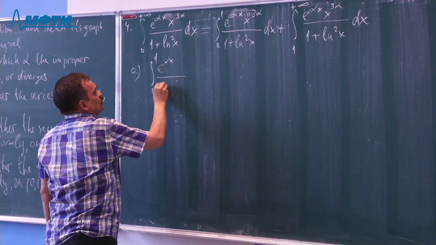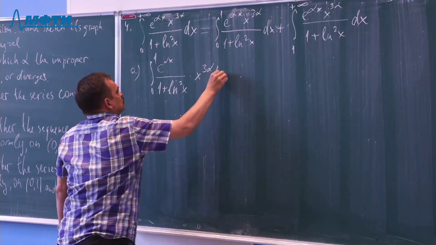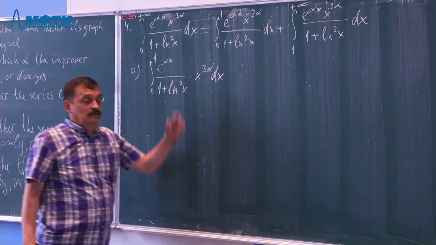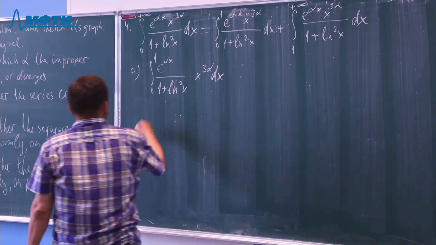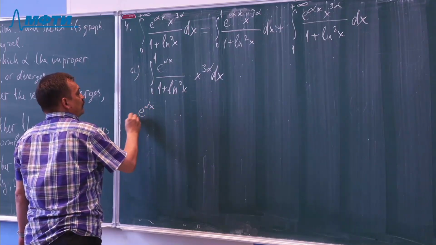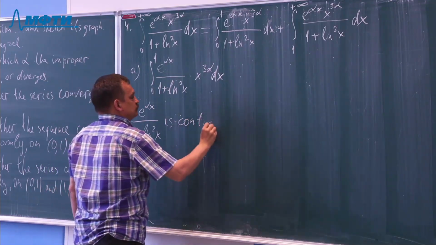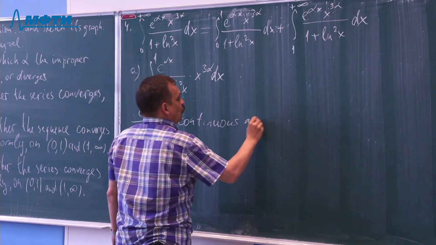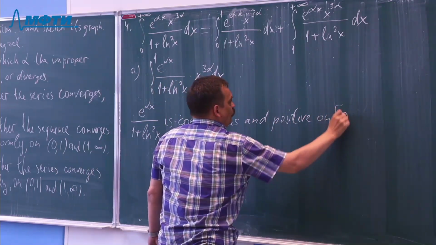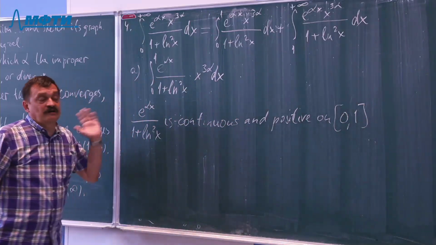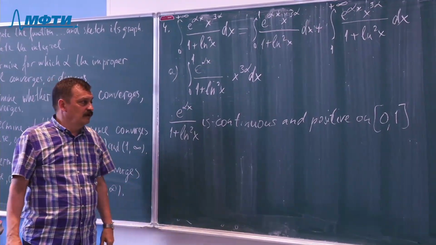And here I may split it into two, as a product of two terms, right? The first term, function e to the power alpha x over 1 plus logarithm squared x, is continuous and positive on 0, 1 for arbitrary alpha, right? Doesn't matter which value of alpha we choose. This function is continuous and positive.